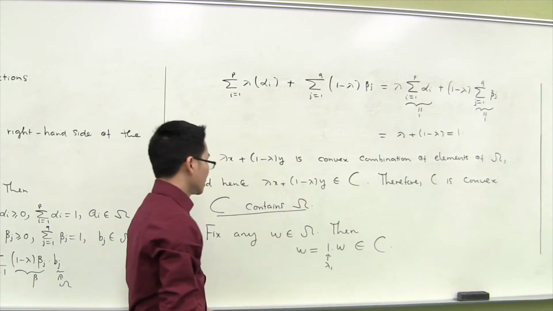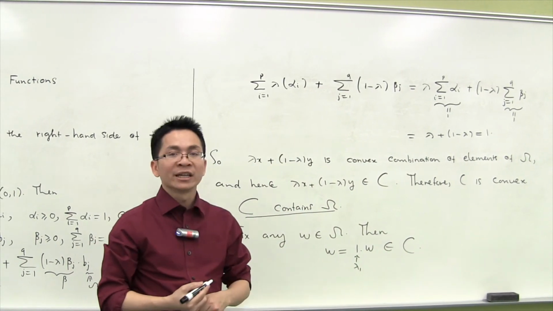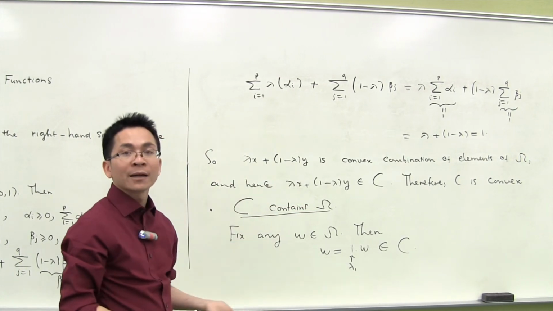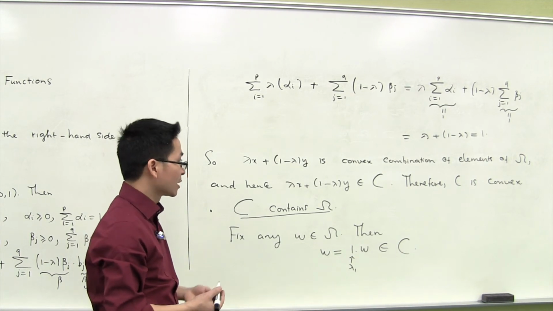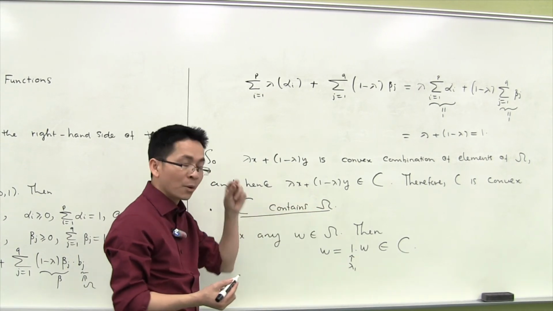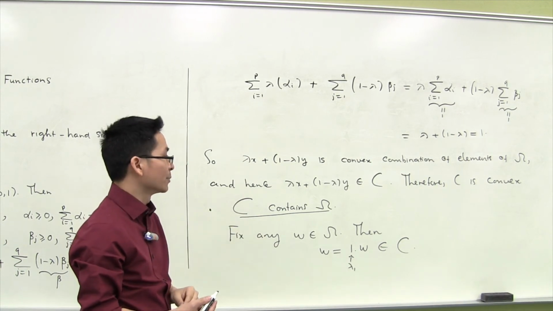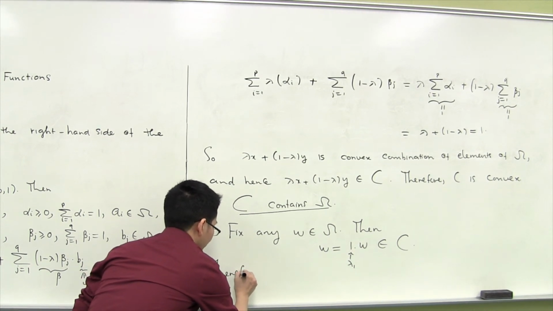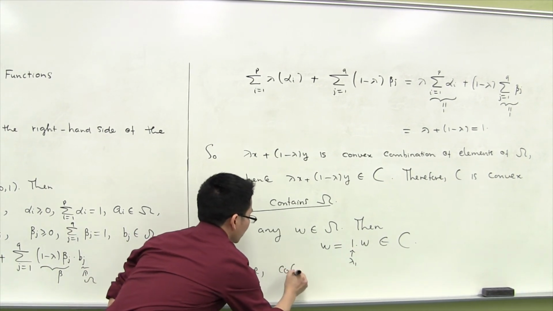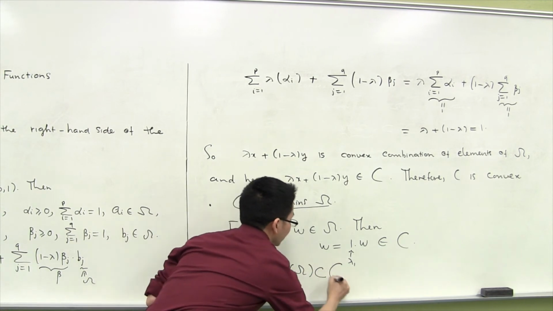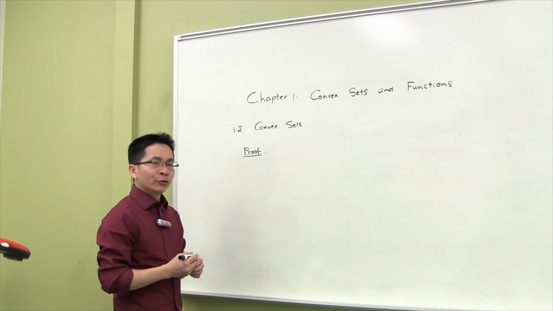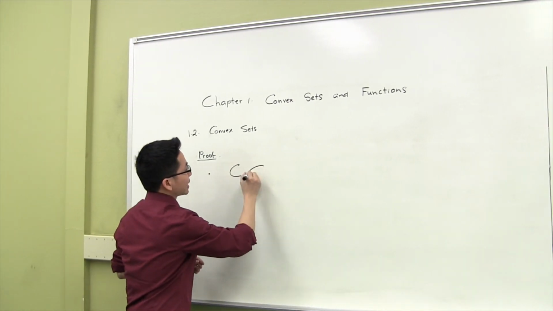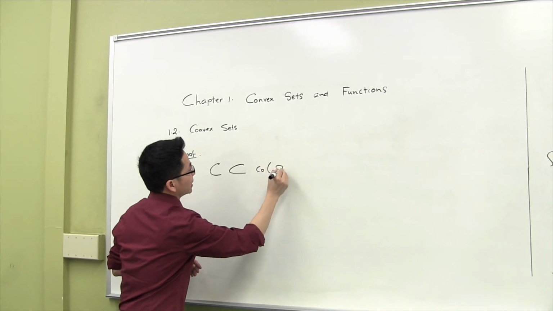Okay. Now, from these two observations, C is a convex set, and C contains omega. As we saw earlier, the convex hull of omega is the smallest convex set that contains omega. So from here, we have this conclusion: the convex hull of omega is a subset of C. Okay? To finish the proof, I'm going to show that C is a subset of the convex hull of omega.